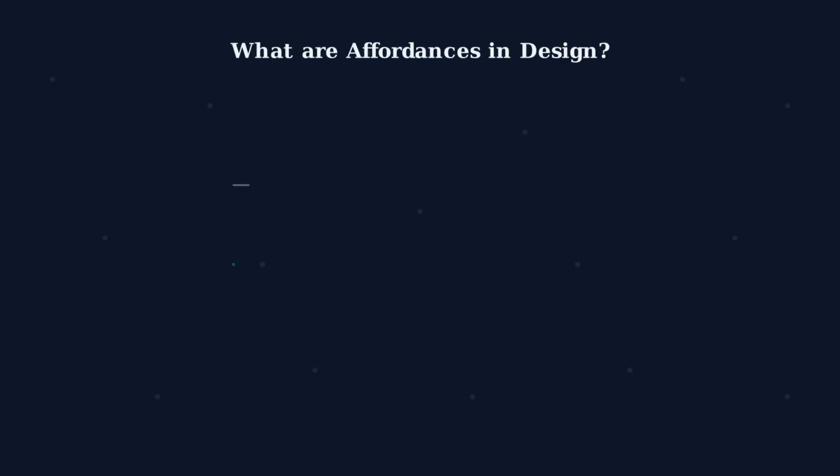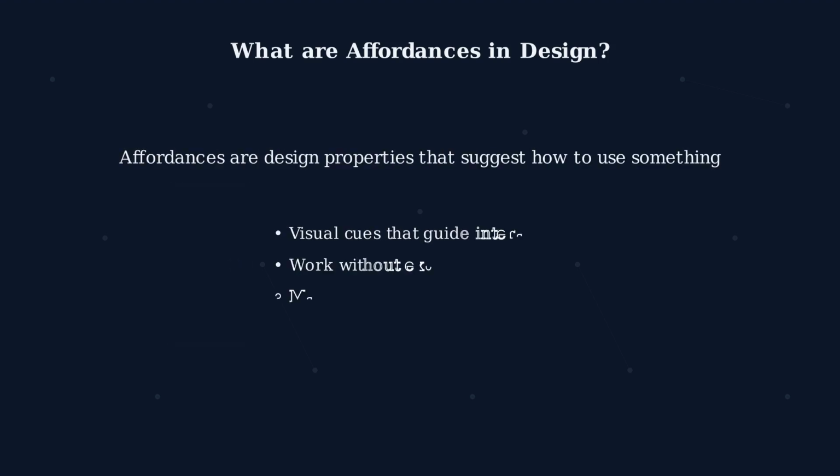Imagine walking up to a door. Without thinking, you reach for the handle and know exactly how to open it. This intuitive understanding is what we call an affordance in design. Affordances are the design properties of an object or environment that suggest how it should be used. They are visual or functional cues that hint at how users can interact with something.